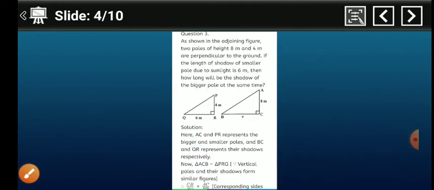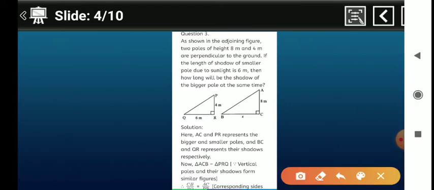Then next question, question number 3. As shown in the adjoining figure, two poles of height 8 meter and 4 meter are perpendicular to the ground. If the length of shadow of smaller pole due to sunlight is 6 meter, then how long will be the shadow of the bigger pole at the same time?